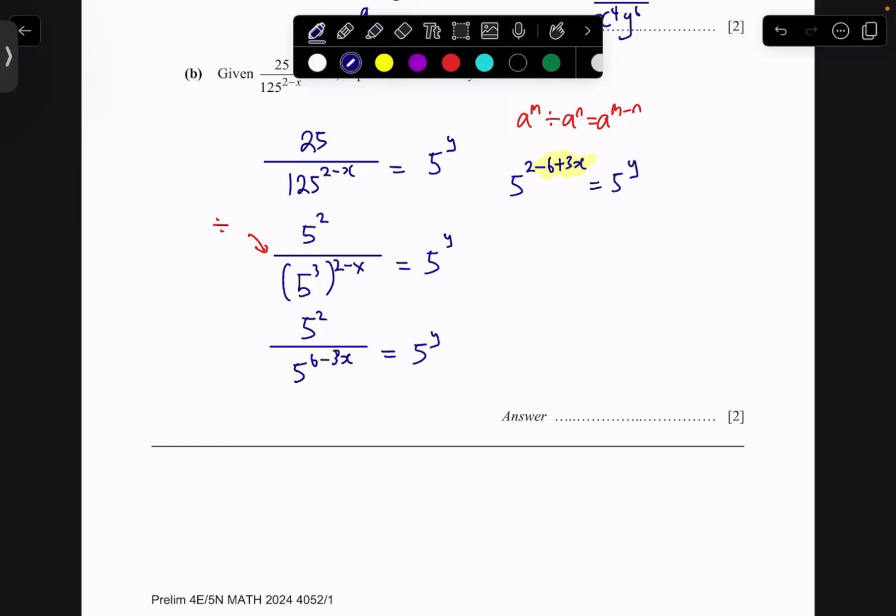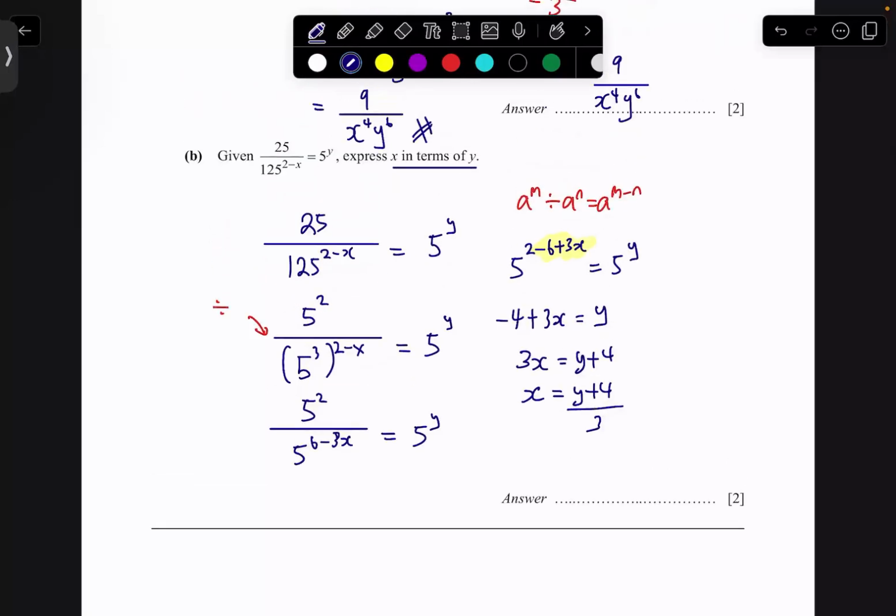Now the bases are the same, we can just compare the powers. Negative 4 plus 3x equals y. 3x equals y plus 4. So x equals y plus 4 over 3. There you go. Let me check the question. I did it wrongly. They say x in terms of 1.